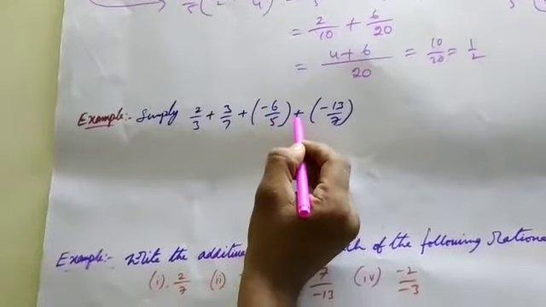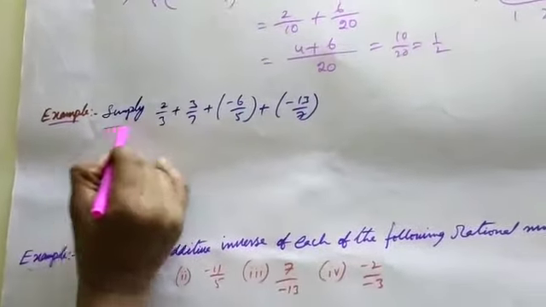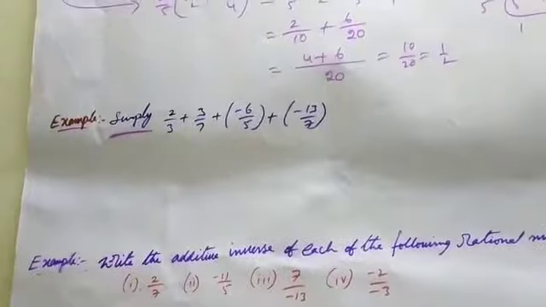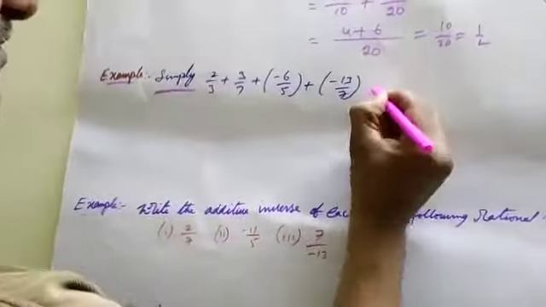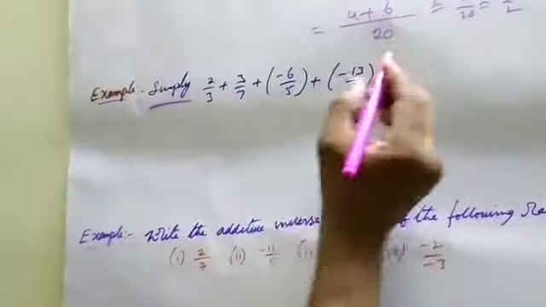Now, go to an example: simplify 2 by 3 plus 3 by 7 plus half minus 6 by 5 plus half minus 3 by 7. What is simplify? Add or subtract, multiply or divide, whatever it may be. Solve or simplify, both have the same meaning.